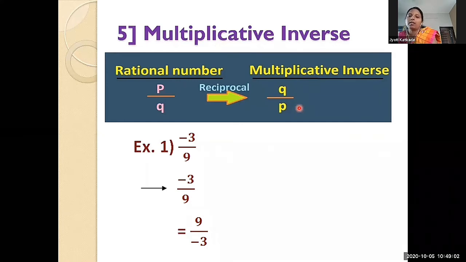See the example. Minus 3 upon 9. Take the reciprocal only. The reciprocal of minus 3 upon 9 is 9 upon minus 3. Okay. There is no change in sign. Only take the reciprocal to take the multiplicative inverse. Now, see the next.